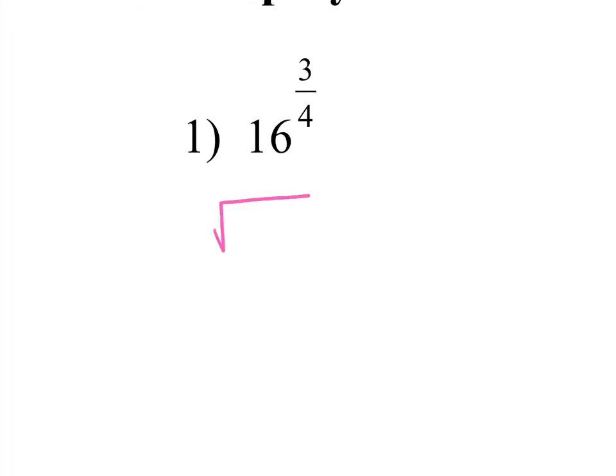All right, so for number one, what's our index? 4. And then our exponent is 3. So we could either put it on the inside or the outside. What do you want to do, inside or outside? Let's do it on the outside.